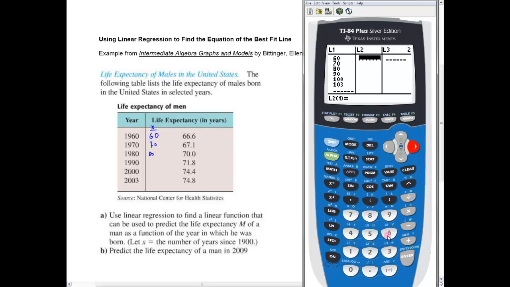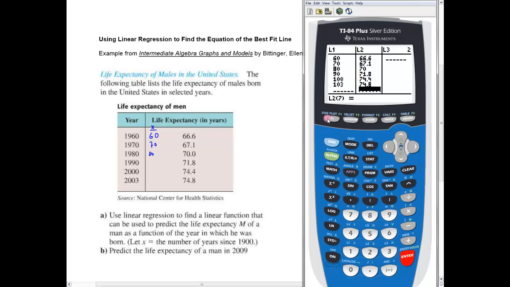So it was 66.6 was the life expectancy for males in 1960, and then it went up to 67.1 10 years later. Then it was up to 70, then 71.8, and 74.4, and 74.8. Okay, so make sure you have the same number of x's and y's so you didn't make a mistake in transcribing it, otherwise you'll get an error on the calculator. And then what I'd like to do is be able to plot that data so I can see, well, is it somewhat linear at least?